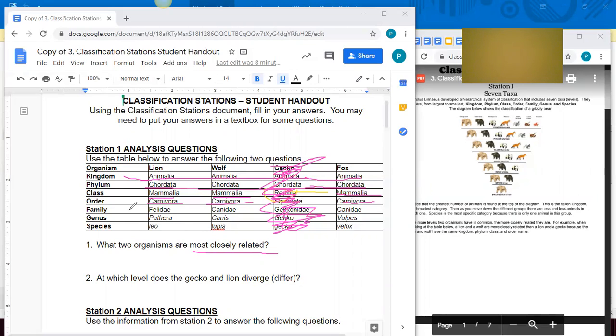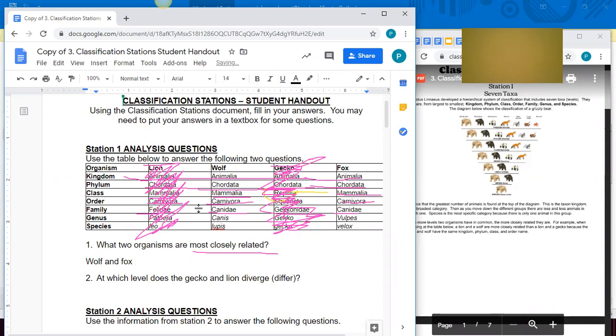And then when we get down to family, the lion is Felidae, the wolf is Canidae, and the fox is Canidae. So maybe you've heard of felines. That means they're in the cat family. Canidae, maybe you're saying at home like, oh yeah, that's the opposite of cat. Maybe that's dog. So now at this point, the lion diverges or becomes a little different. So the 2 most closely related organisms are the wolf and the fox.